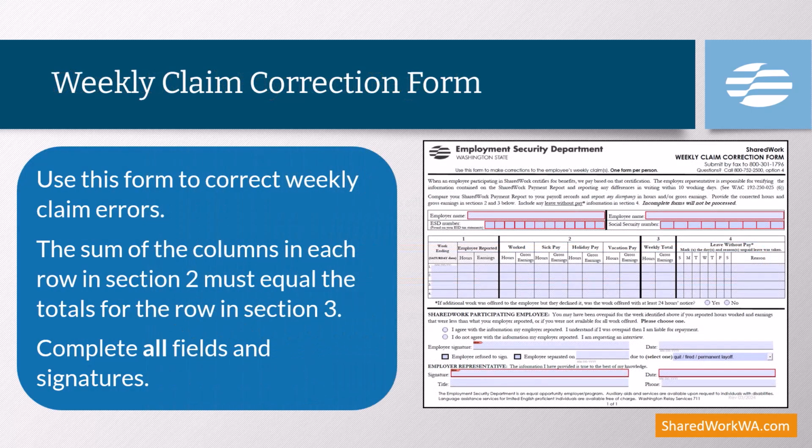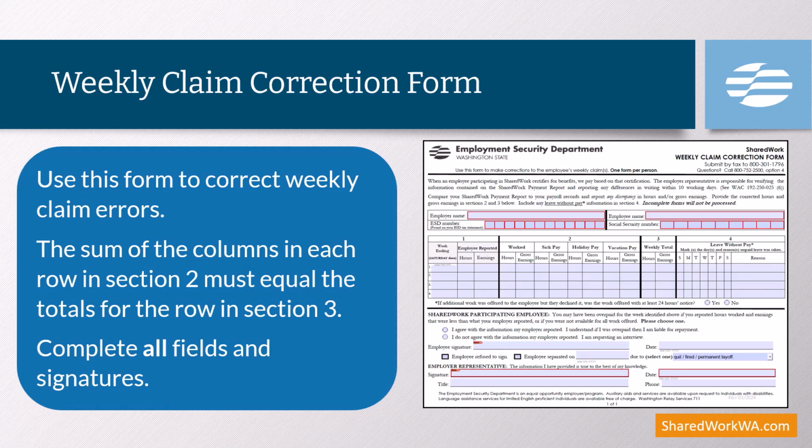We sent you 3 forms in your welcome email to help you manage your SharedWork plan. The first form is the weekly claim correction form. If you find a discrepancy between your records and any items listed on the payment report, you are required to submit a correction form within 10 days of receiving the payment report. This is important because we may have paid them improperly.